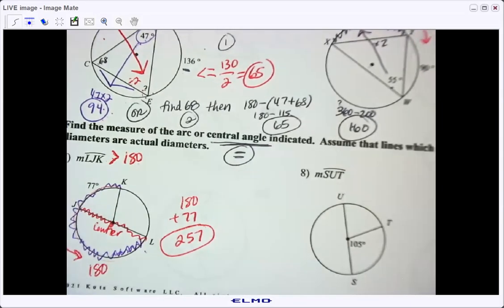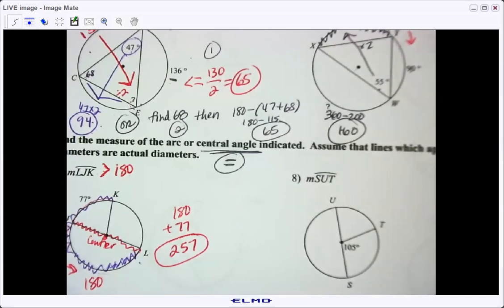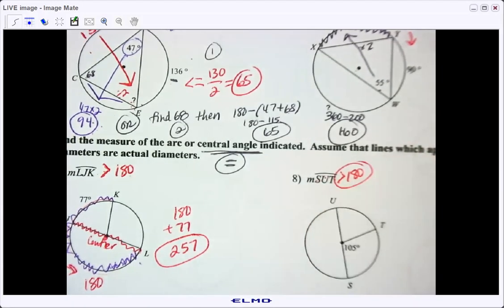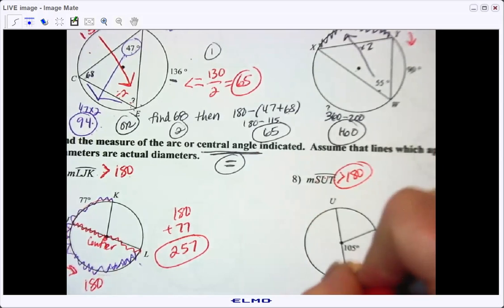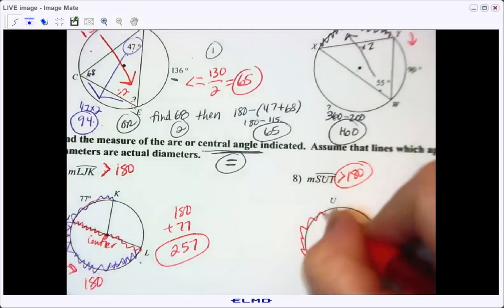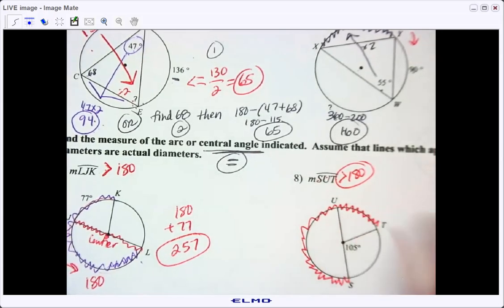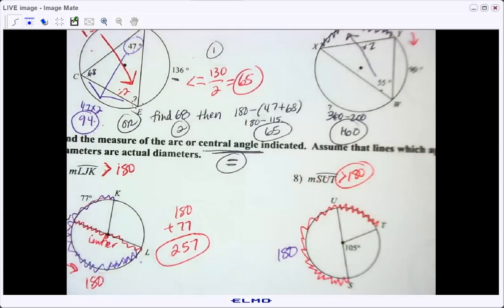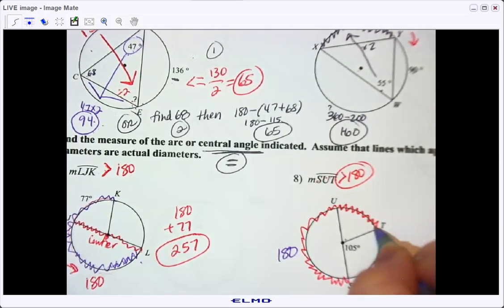Good job. Okay, so let's find arc SUT. Now, automatically, arc SUT has to be greater than 180 because it's 3 letters. Okay, so SUT, S to U to T. We already know the value of this one is 180 because it's a diameter. This is a diameter, this is a radius, central angle, etc.